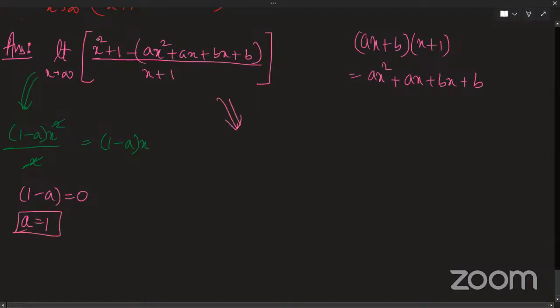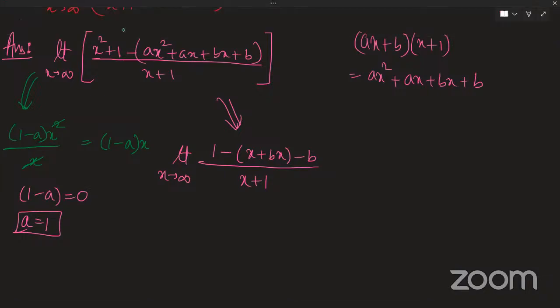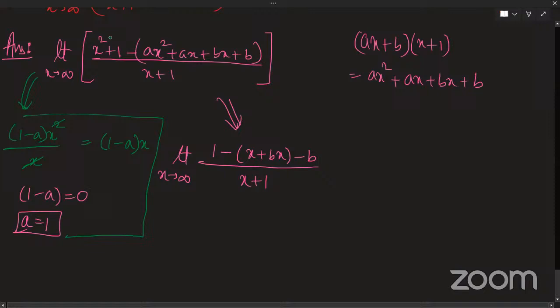So now let us just substitute a is equal to 1. So x square will get cancelled out. So I have 1 minus x plus bx minus b whole divided by x plus 1. Right? Everyone agrees? Yes, sir. Now can you tell me what is the highest power in the numerator? X raised to 1.